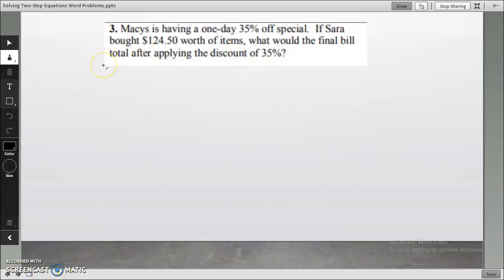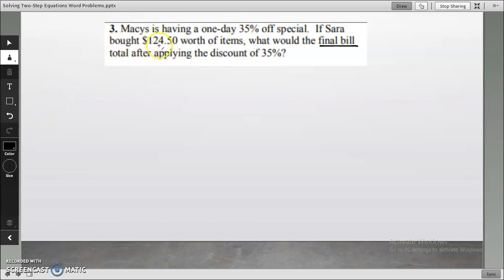All right, I believe this is the last one. So it says Macy's is having a one-day 35% off sale. If Sarah bought $124.50 worth of items, what would the final bill total be after applying the discount of 35%? All right, so what do we want to know? We want to know the final bill, right? So we want to know, what did she pay?